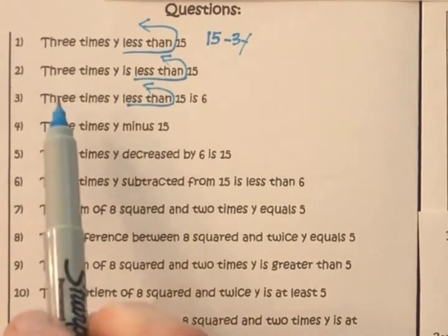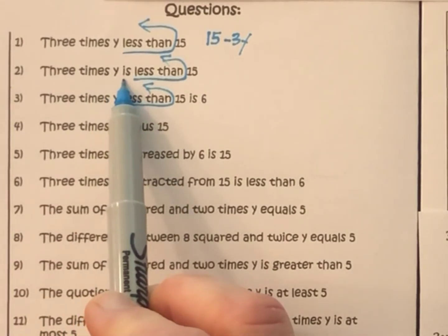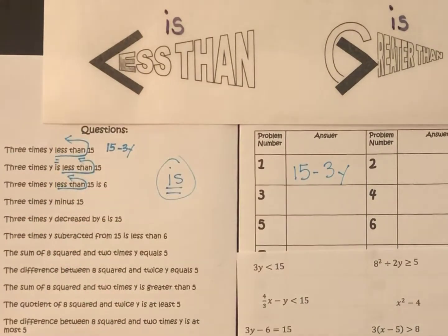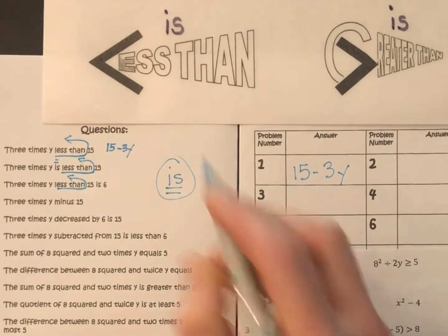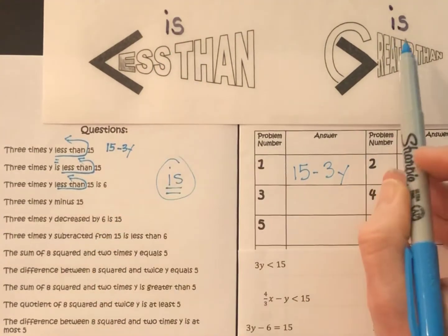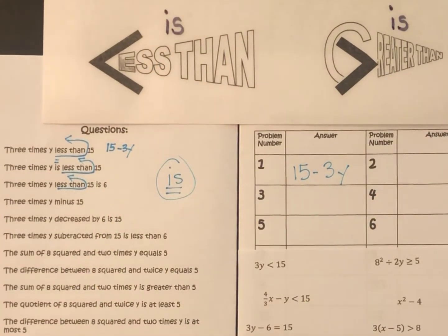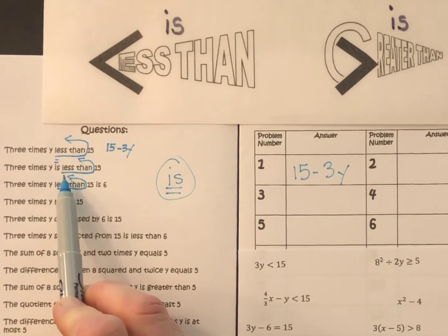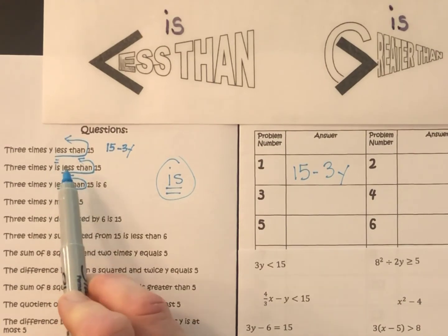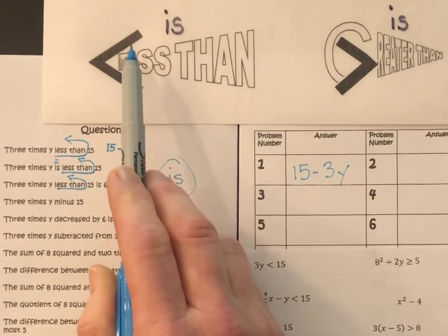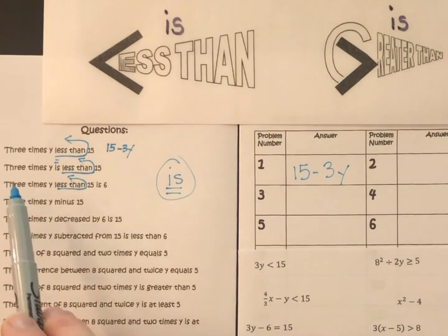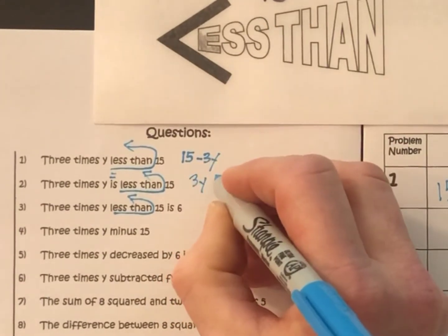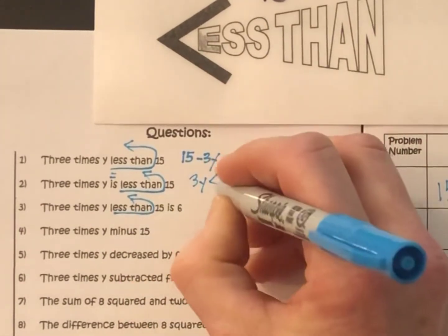Number 2, 3 times y is less than 15. Anytime you see the word is, it's either going to be equals or is less than, is greater than. So I know that this one is going to be an equation or an inequality because it's got the word is. So is less than. That's going to be this symbol right here, is less than. 3 times y is less than 15.